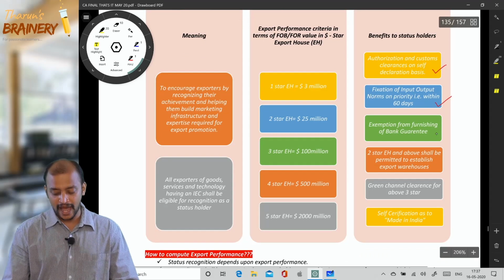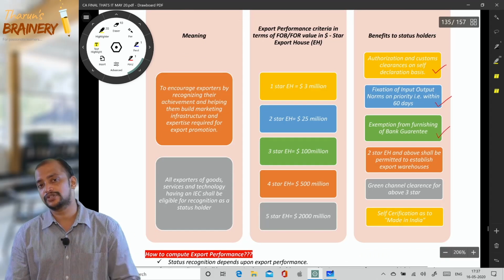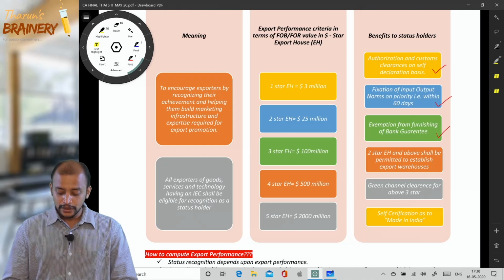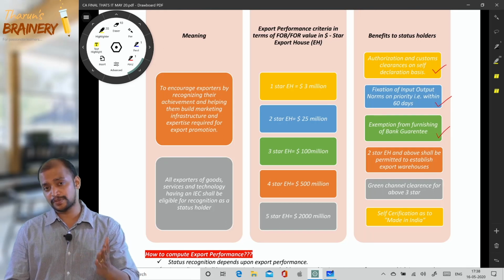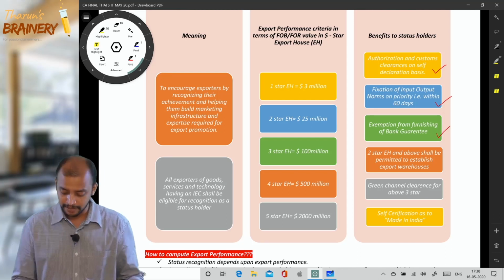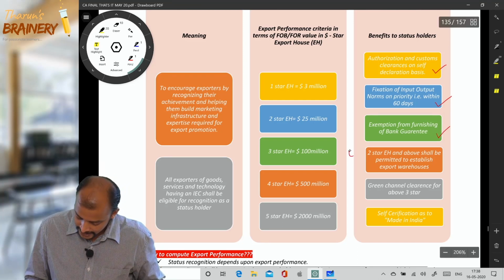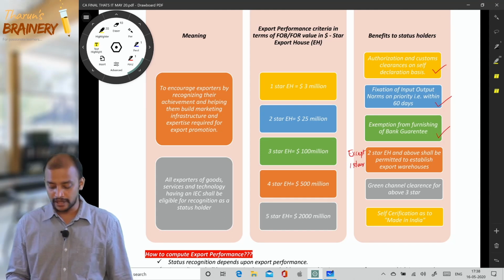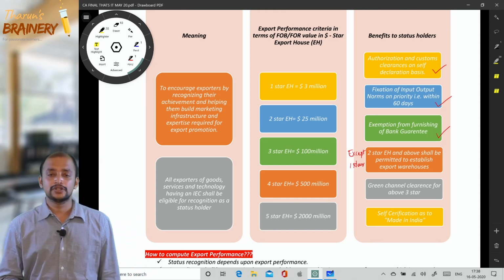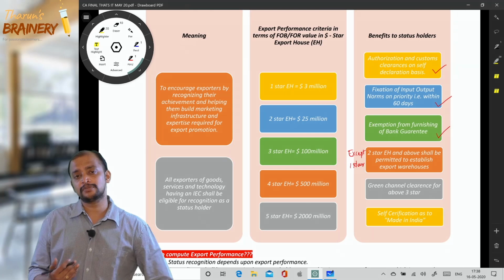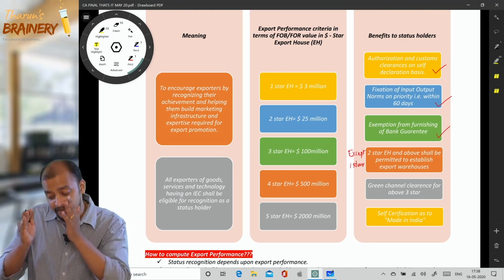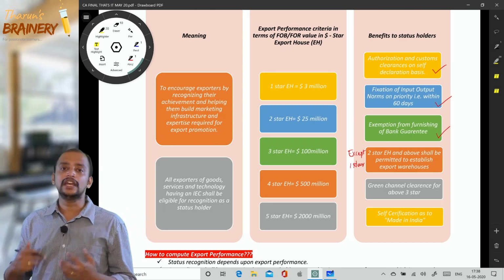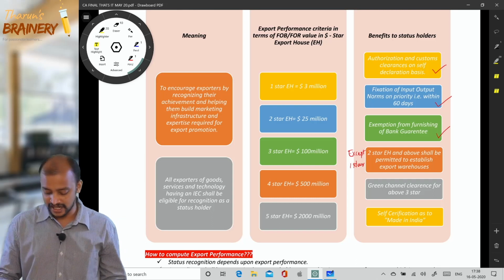Exemption from furnishing bank guarantee. Usually every exporter has to furnish, but that is exempted. 2-star export house and above means except 1 star. So all others are permitted to establish their own warehouses so that they can import without payment of customs duty, keep it in the warehouse. Whenever they actually take from the warehouse, they need to pay customs duty. So that advantage they are having.